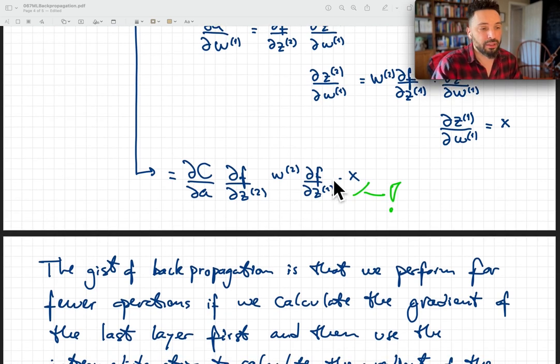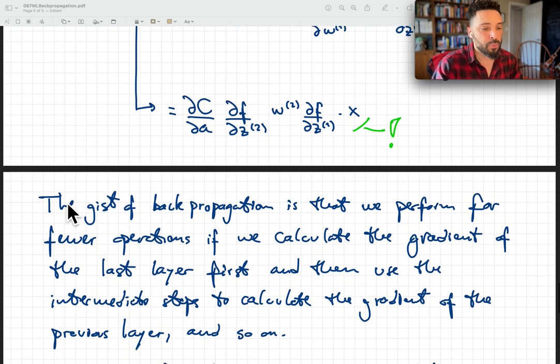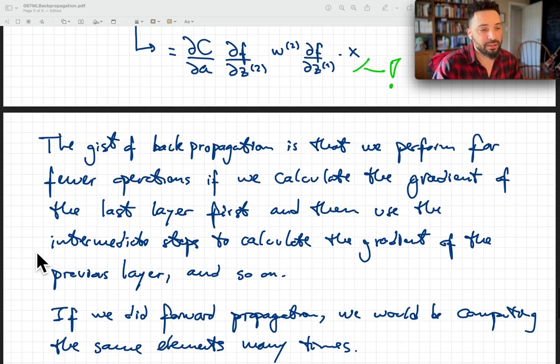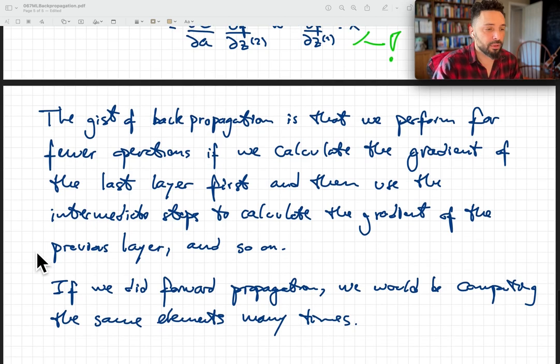And if you had more layers, then you would have a factor like this and another factor like that, and eventually an x at the very end. And so we use these intermediate steps in our calculation to calculate the gradient of the previous layers, and so on and so forth. And so we start at the last layer and we move backwards from there, and that's why it's called backpropagation.